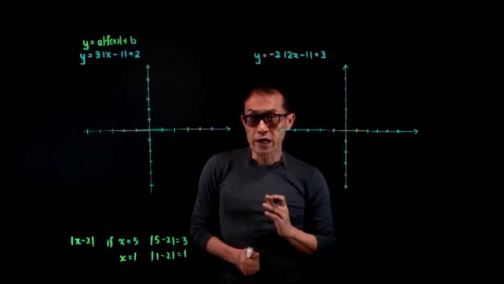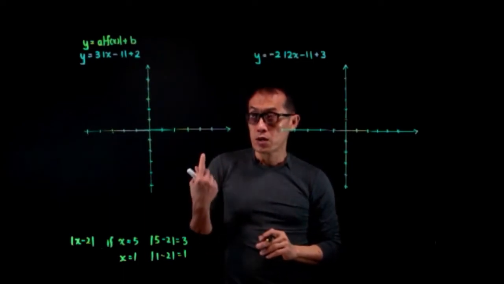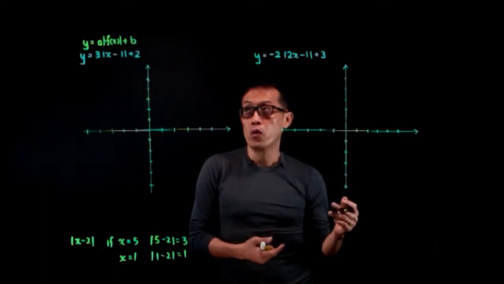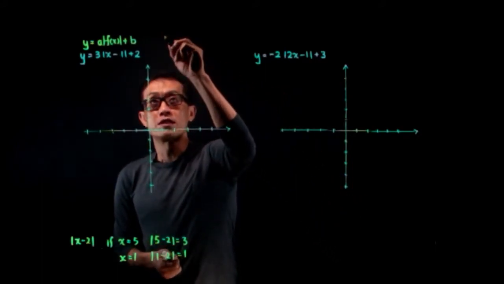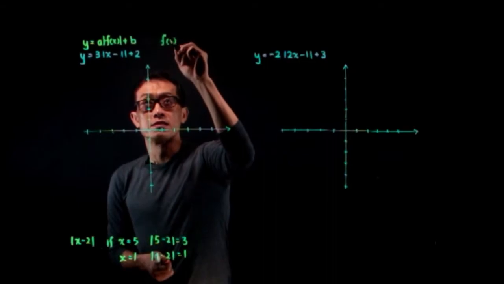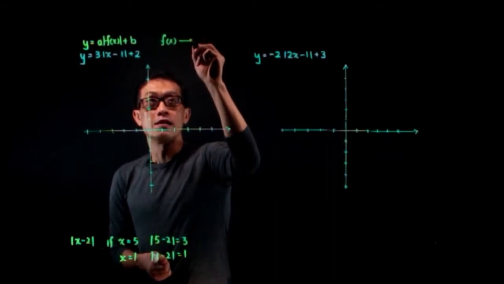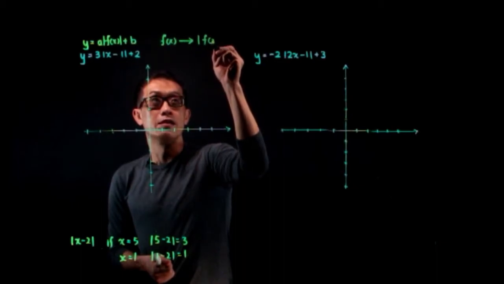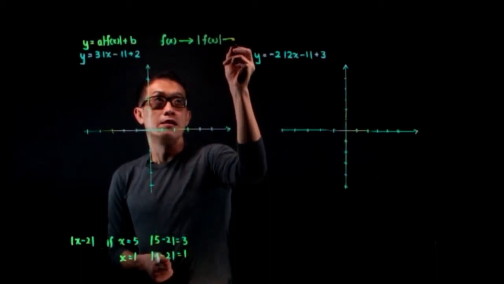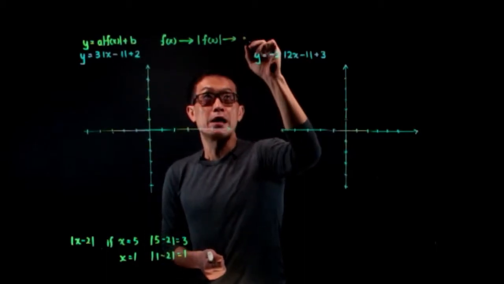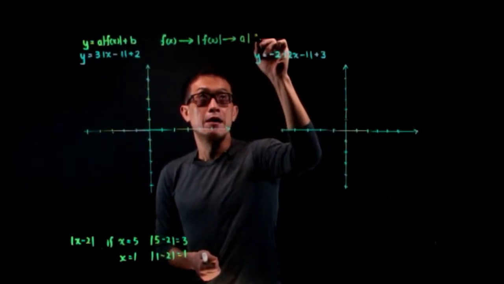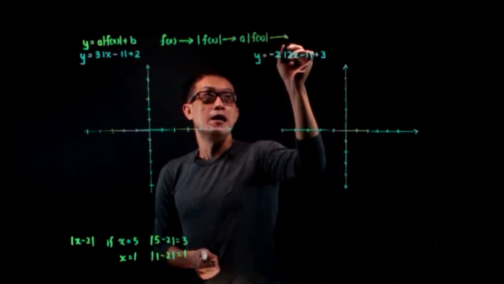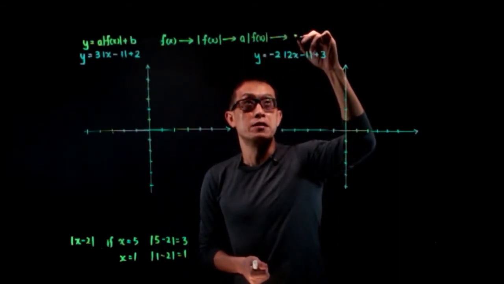Now, when given a function like this, what are the steps to follow? First, I will sketch what is f of x. Then, I will sketch the modulus of it. Then, I multiply it by a. Then, I add b to it.